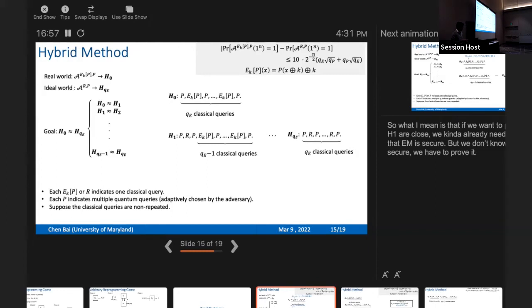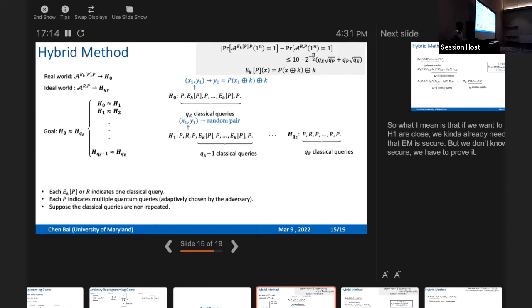To see the problem, suppose in the first classical query, the adversary inputs x1 and gets output y1. In H0, x1 and y1 have such a connection based on the definition of the Even-Mansour Cipher. Well, in H1, x1 and y1 are just a random pair since R is a random permutation. And here comes the problem.